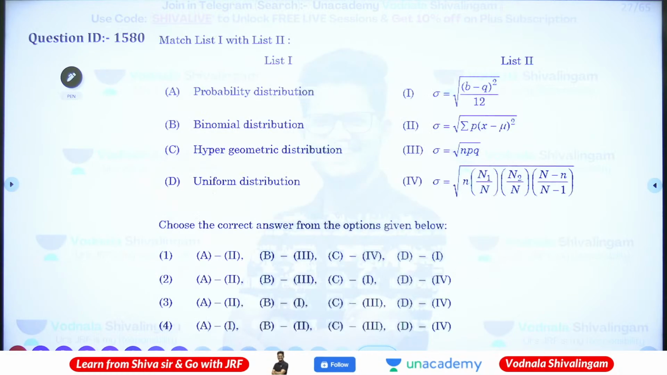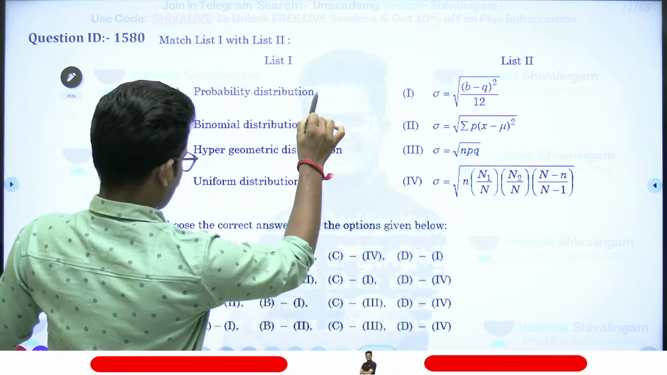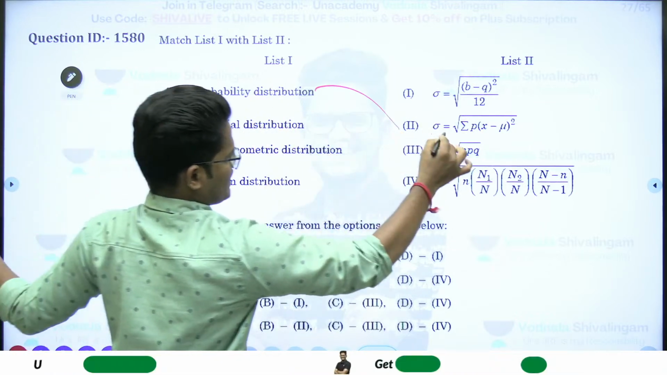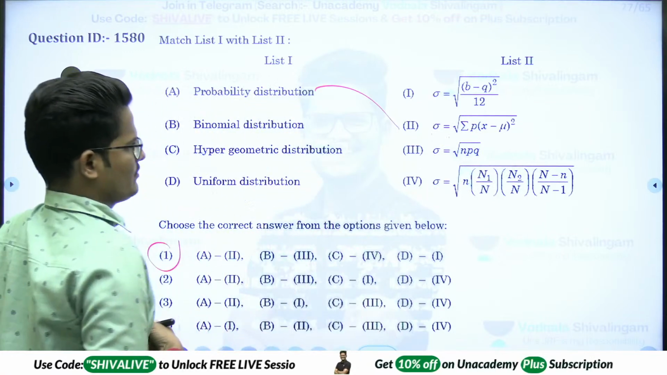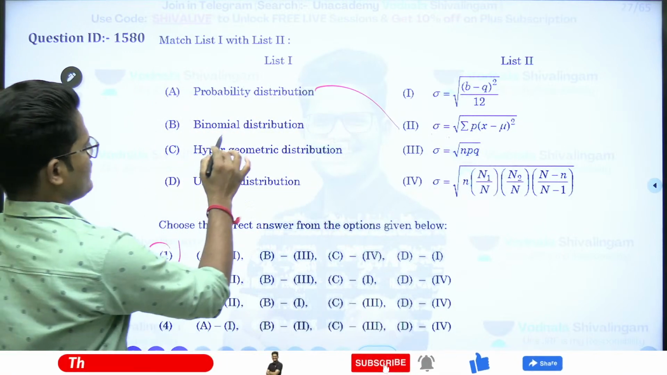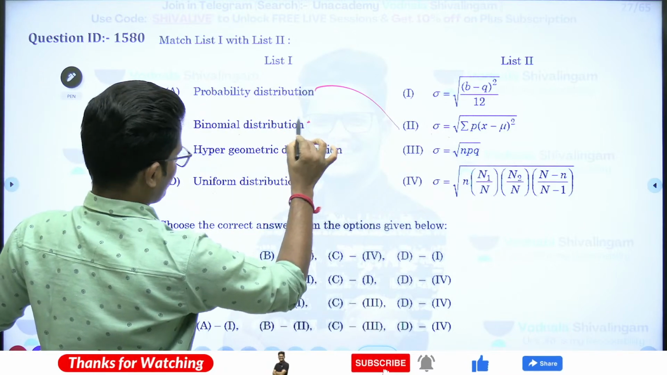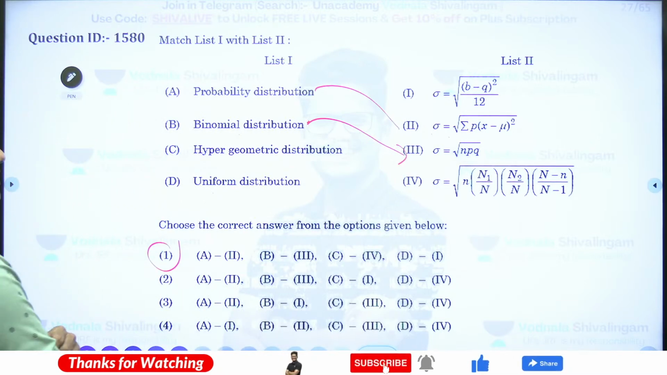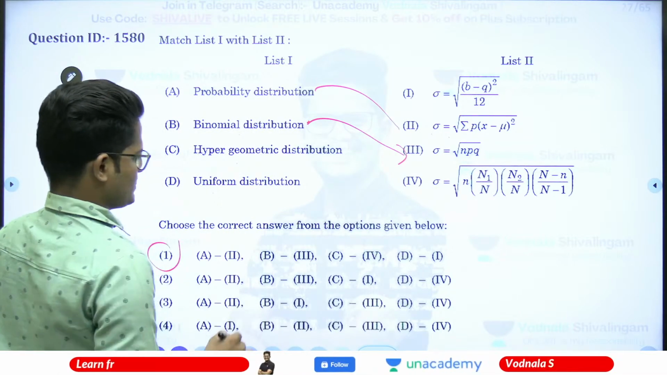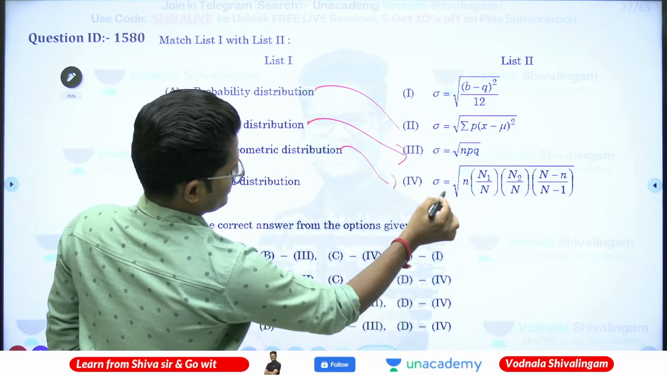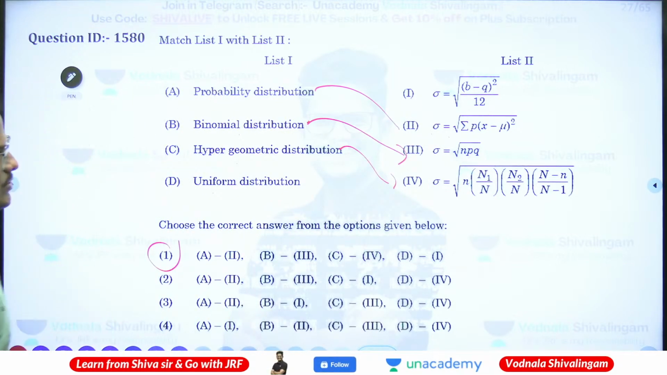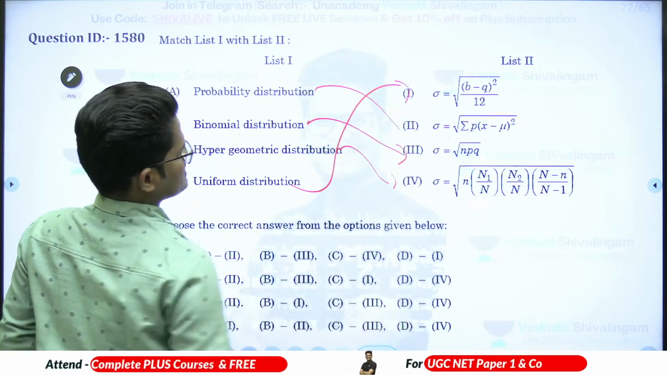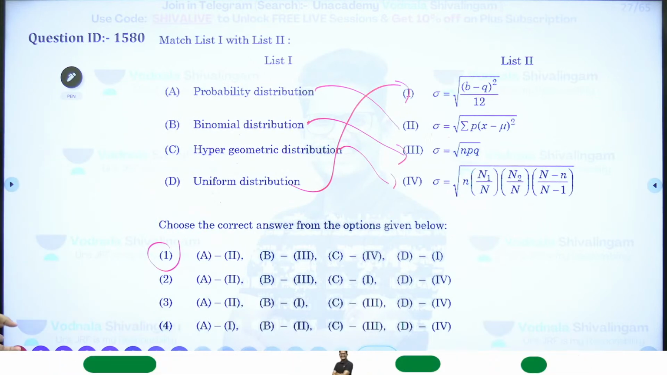Answer for this question will be A, that is probability distribution will be the second one. Standard deviation in the probability distribution is calculated as the square root of the summation of p into (x minus mu) whole square. Binomial distribution will be the third one, where standard deviation is equal to the square root of npq. Hypergeometric distribution has standard deviation equal to the square root of n1 divided by n, n2 divided by n, and n minus n divided by n minus 1. Uniform distribution has standard deviation of (b minus a) whole square divided by 12.